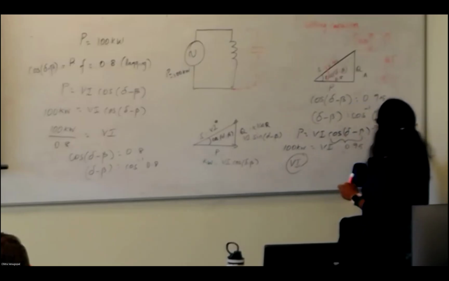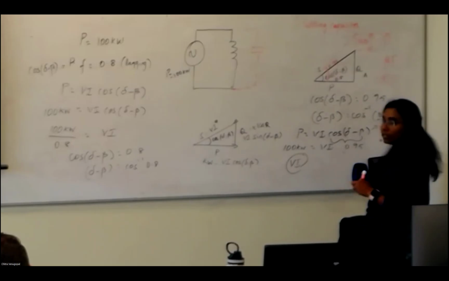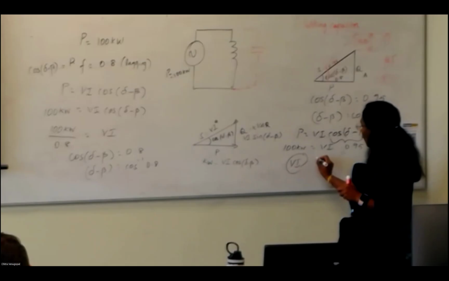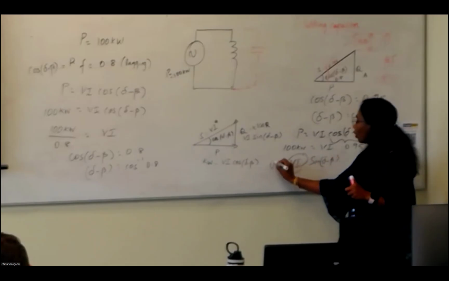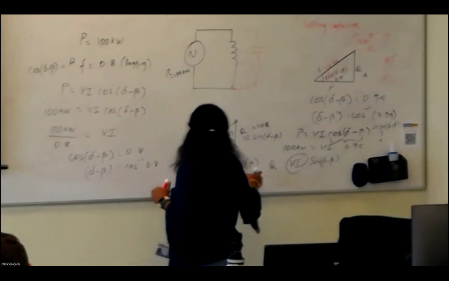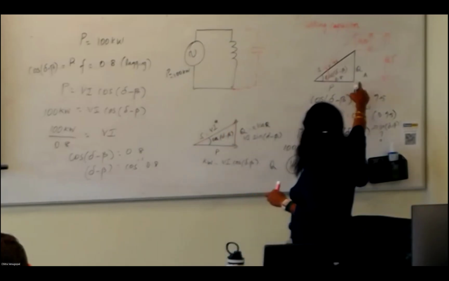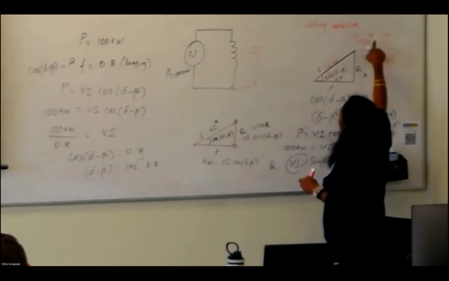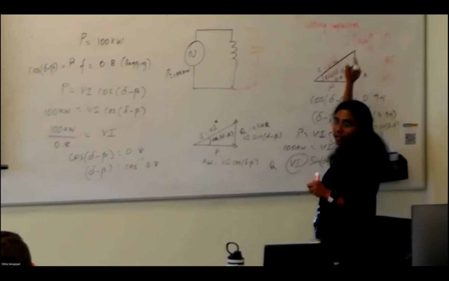So what is sin(δ − β)? Calculate sin(δ − β). Now you have VI, multiply it by sin(δ − β). You get Q. So this is the old Q and this is the new Q. Okay. So old Q and the new Q. From that you can calculate how much Q you need to add.